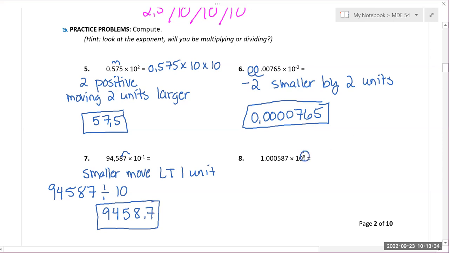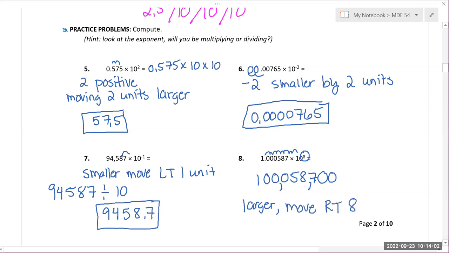And then this one means make it a lot bigger. 10 to the 8th power. So I'm going to move this 1, 2, 3, 4, 5, 6, 7, 8. So I'm not only writing the entire number as I saw it, but I'm also doing 2 more zeros. Ta-da! So this one was larger. Move to the right 8 decimal places. Nice and big.